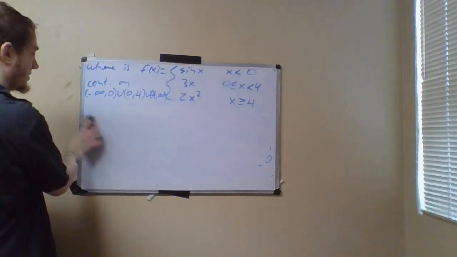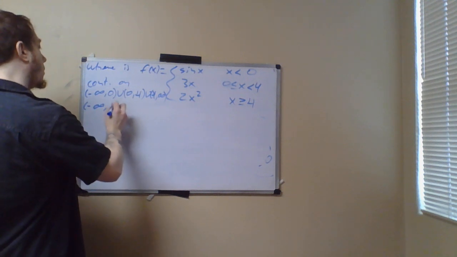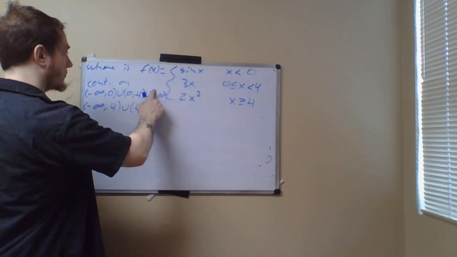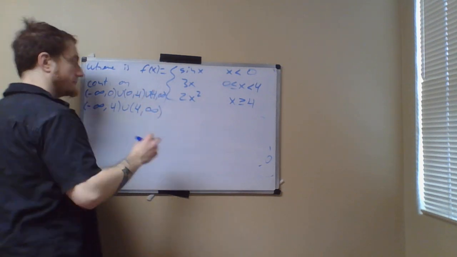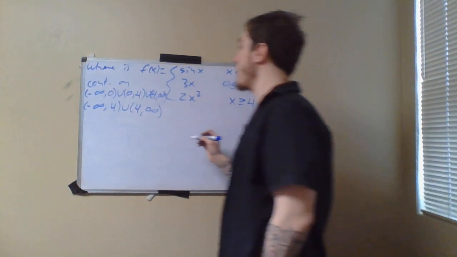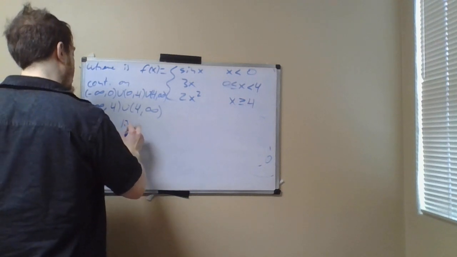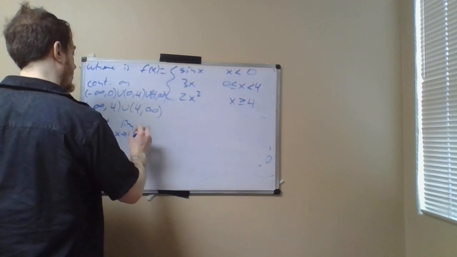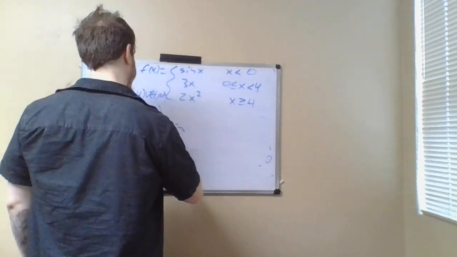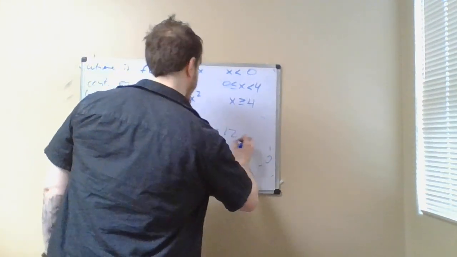So we've now found that we're actually continuous from minus infinity up to 4, unioned with 4 to infinity. Sorry, this does not look much like 4. But what we don't necessarily know is what happens at 4. Well, at 4, the limit as x approaches 4 from the left of f of x is going to be given by the limit as x approaches 4 from the left of 3x, and that is going to be equal to 12.